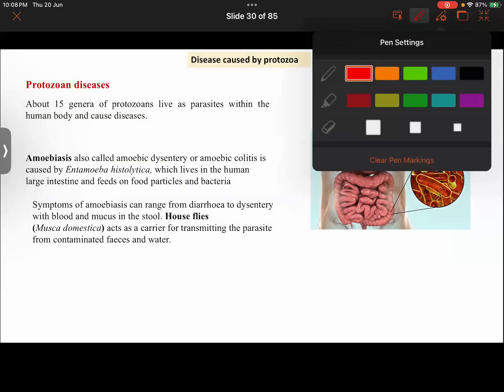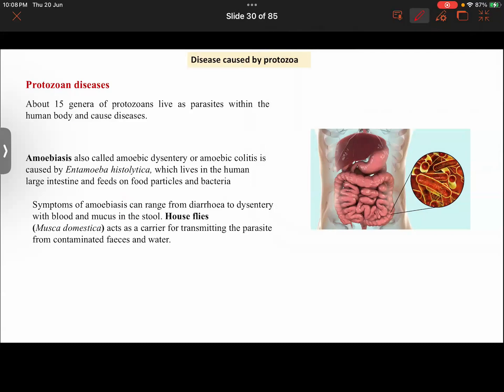Now let us learn what are the diseases caused by protozoa. See, if you were to talk about the human body alone, there are around 15 different types of protozoans that would be living as parasites within the human body. They could be found in the gut, in the intestines, in the stomach, particularly in the intestine. Getting it, guys?